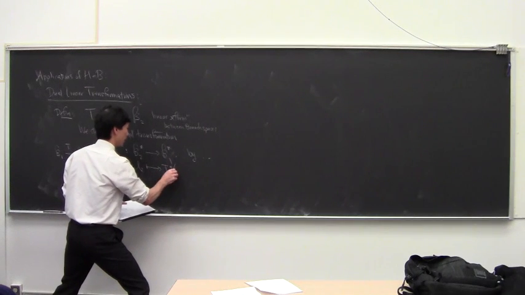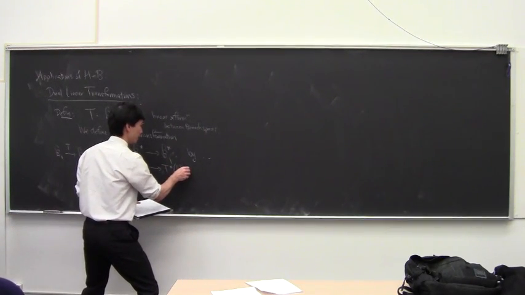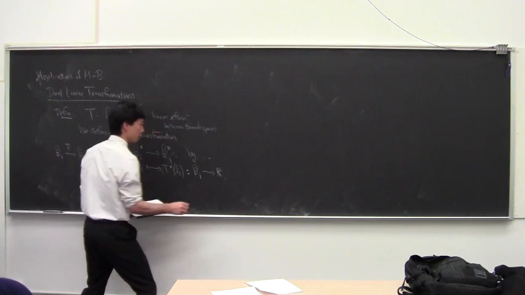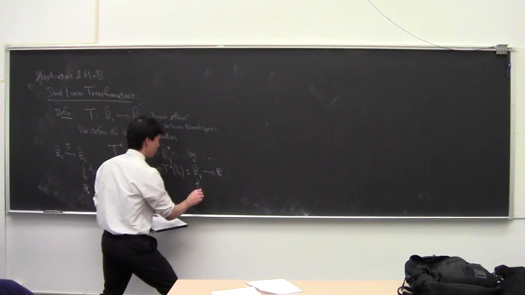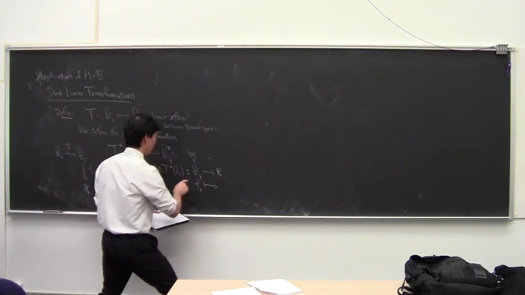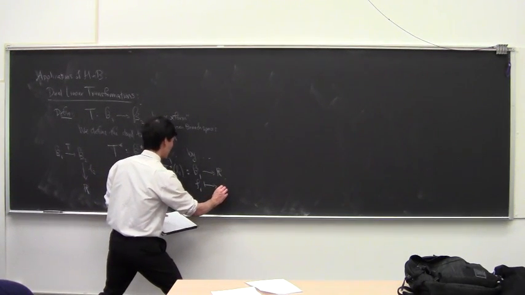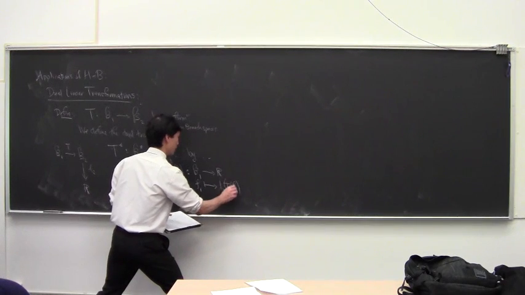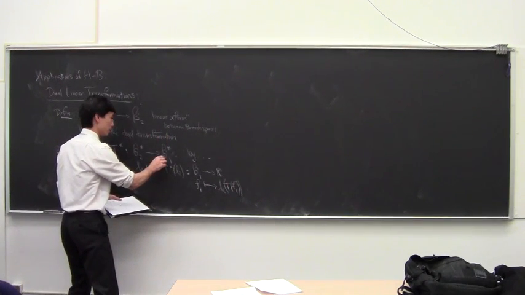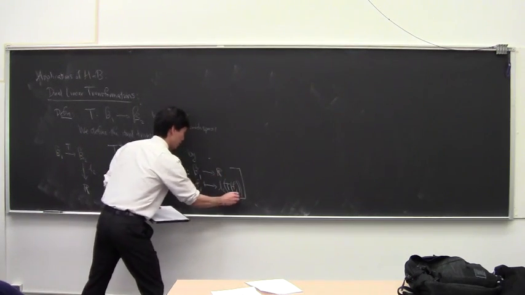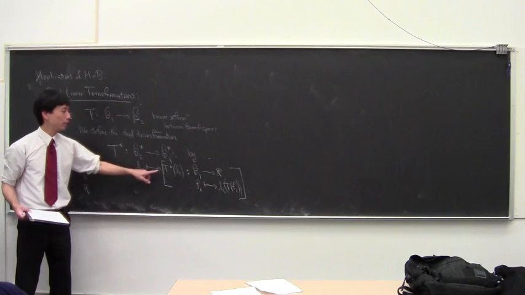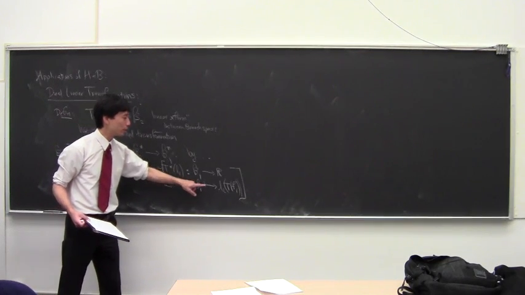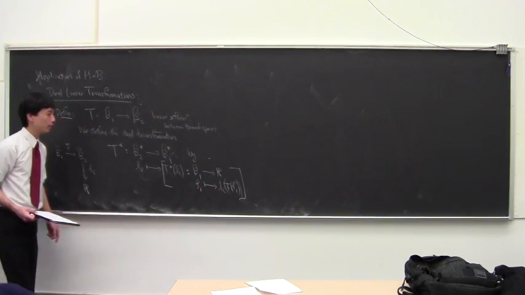L2 gets mapped to T star of L2. T star of L2 is going to be a linear functional on B1, so it's going to go from B1 to R. What does it do? It takes some function F1 in B1, a function in your Banach space, and then maps that guy to T of F1 hit with L2. So L2 gets mapped to T star of L2, which is the linear functional taking something to L2 of T of F1.